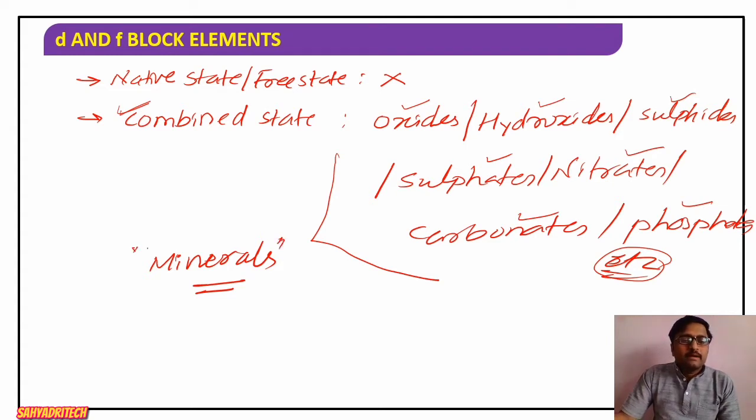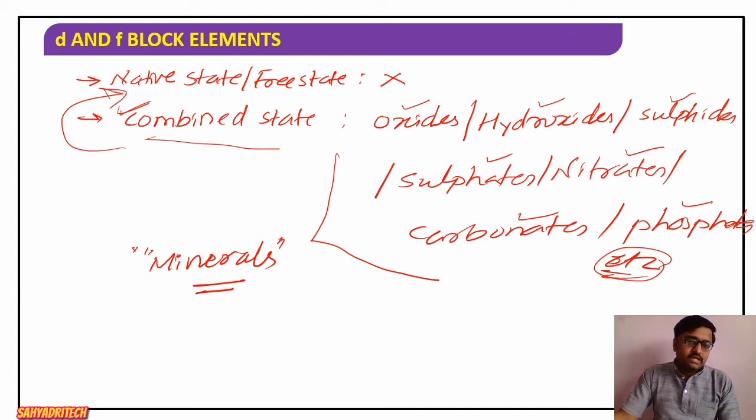Now, if we want to extract that D block element, we don't need its oxide form or hydroxide form, or generally I can say we do not need the combined form of that element, but we need its native form, which means we need it in a pure state.